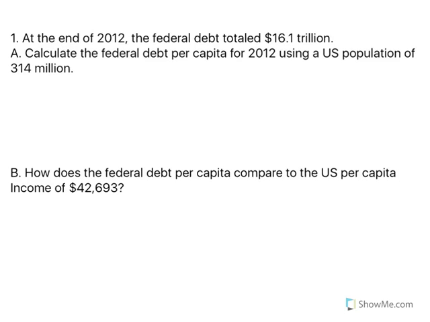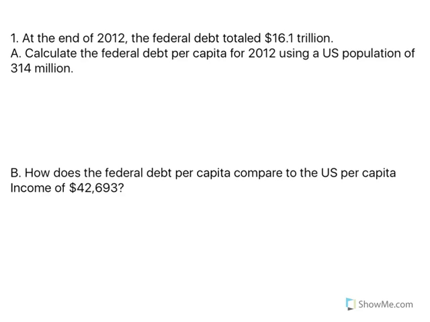In this video we're going to practice with some federal debt and some consumer price index problems. I do recommend that you try these on your own and then come back and see how they're done, just to check your own progress. So number one, at the end of 2012, the federal debt totaled $16.1 trillion.